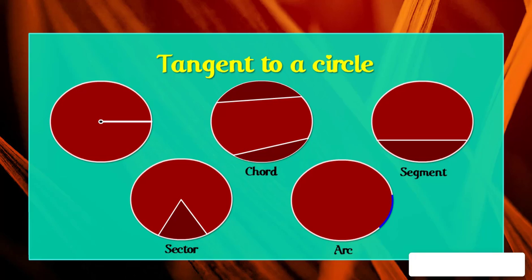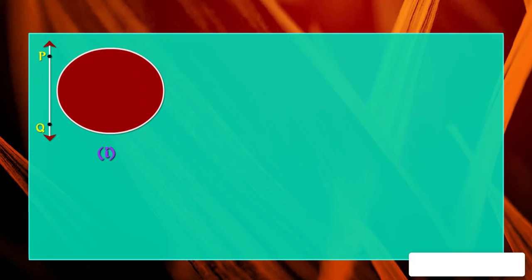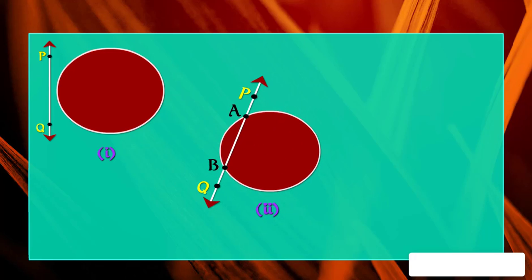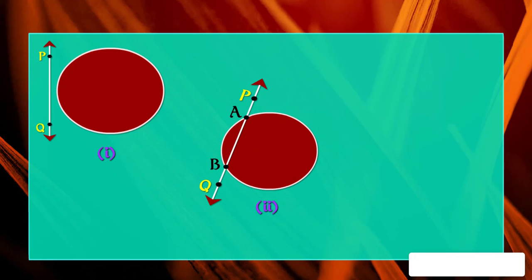There can be three possibilities. Case 1. The line PQ and the circle have no common point. In this case, PQ is called a non-intersecting line with respect to the circle. In case 2, there are two common points A and B that the line PQ and the circle have. In this case, we call the line PQ a secant of the circle.